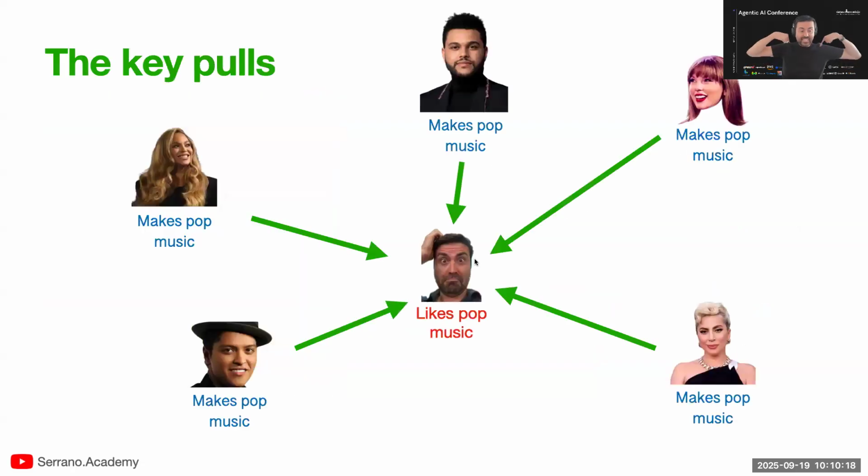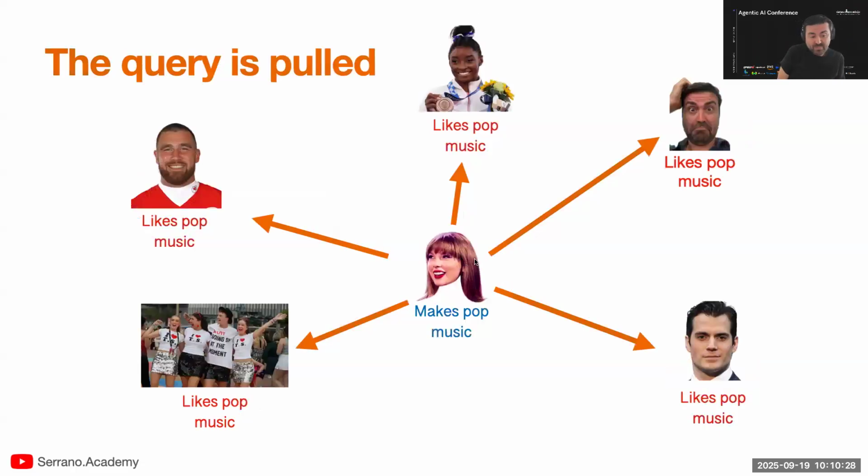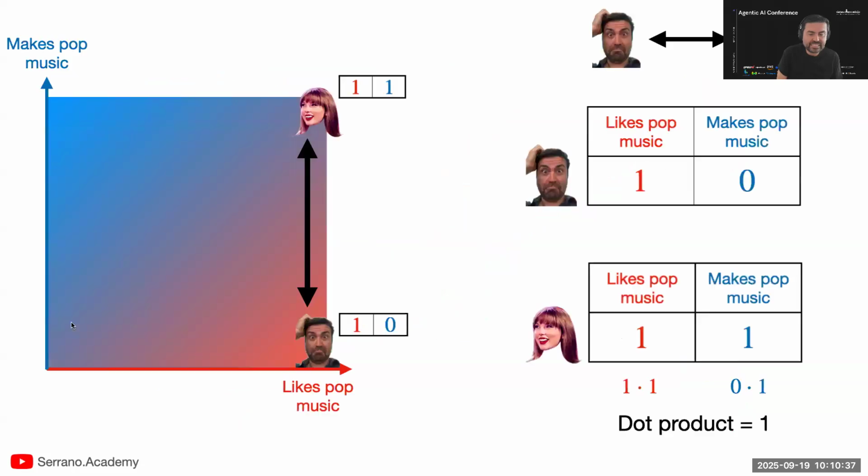Why? Because if I like pop music, then I talk about artists and I bring them into conversation. So I'll talk about The Weeknd or Beyonce, right? That's the key. I bring them into conversations. Whereas if you make pop music, you appear in other people's conversations, right? Because a lot of people like these Swifties are going to talk about Taylor Swift, right? So the key is the puller and the query is the pulled. And in here, likes pop music is the key and makes pop music is the query.